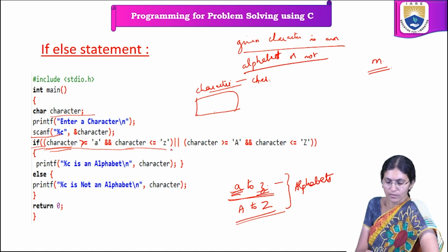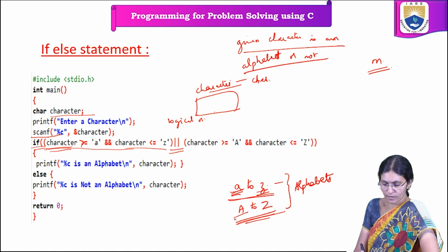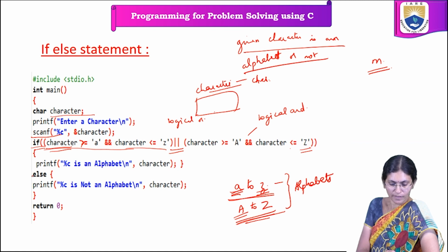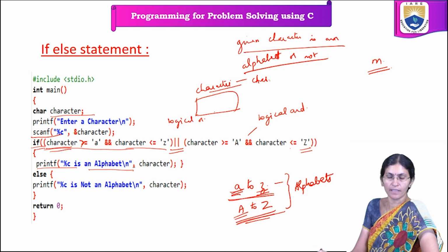So this is the logical or operator, or this is also an alphabet: if the entered character is greater than or equal to capital A, and it should be less than or equal to capital Z. This is also a logical operator, this is logical and. Then printf: inside the if block we have written, the given character is an alphabet.